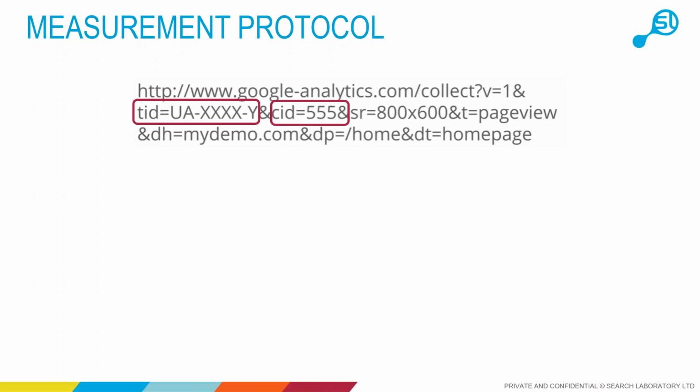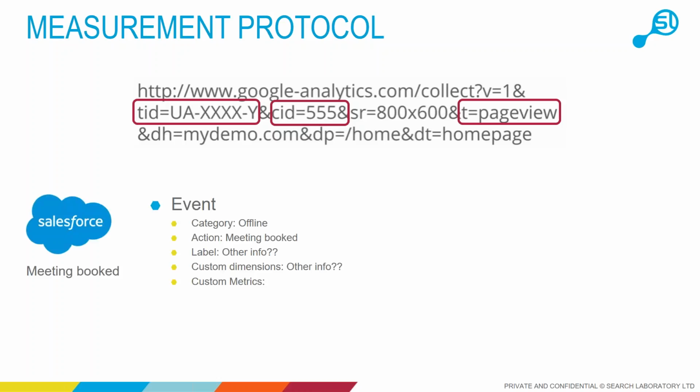The CID stands for client ID. This is an ID that identifies the person that we're tracking. And that t equals pageview just shows what kind of hit type you're sending. But there are hundreds of different dimensions you could send within the measurement protocol. It's too much to run through now, but the main point is it's a URL that a developer will find simple to implement.